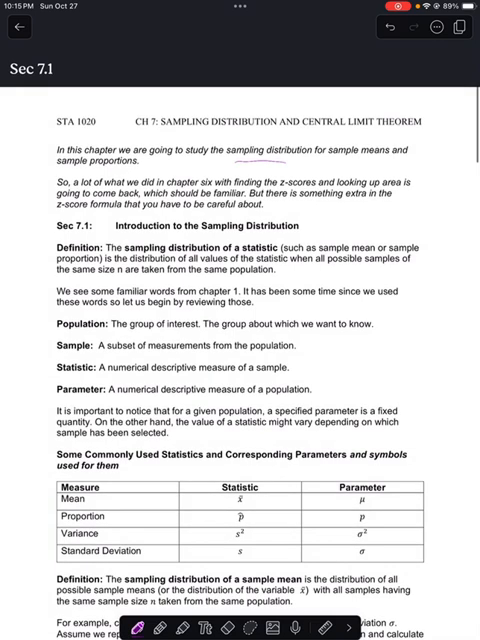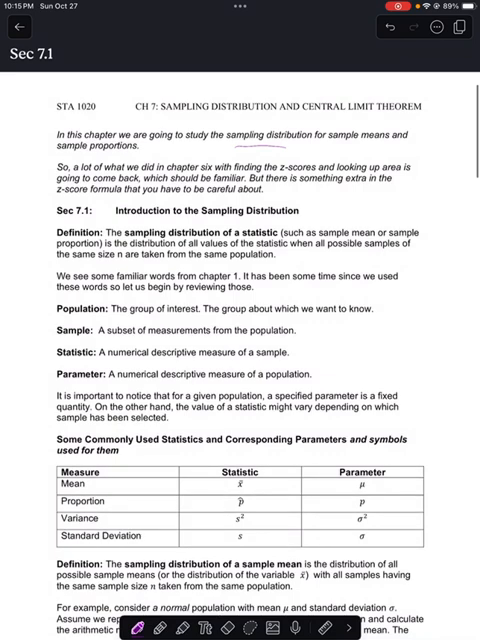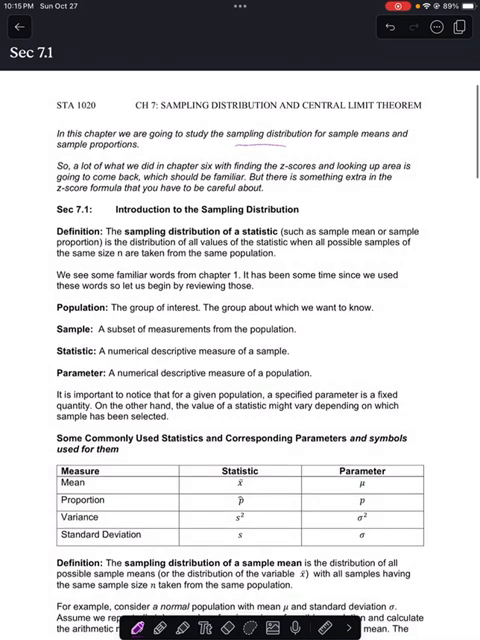If you recall these, means and proportion, what are these? You can call them statistics. They are also parameters. Okay.